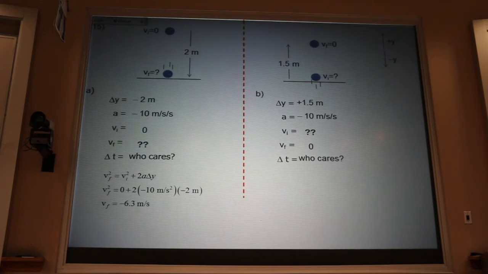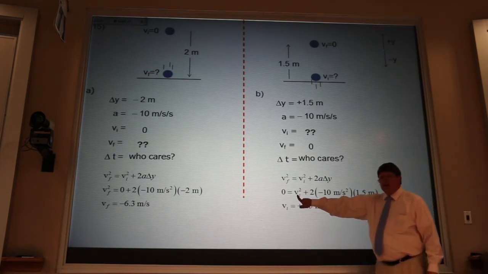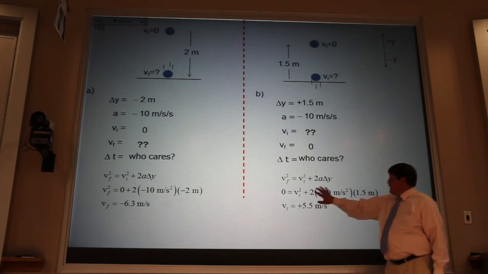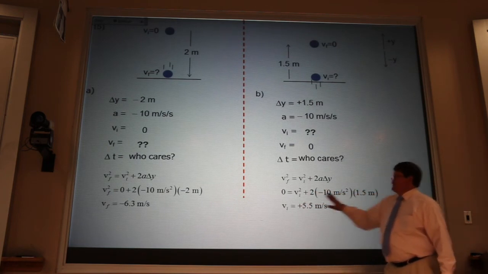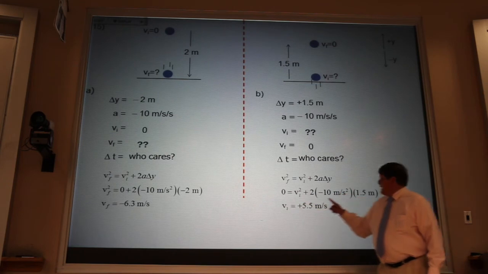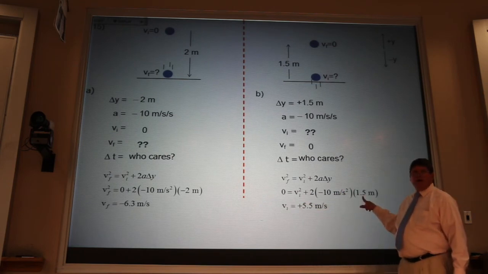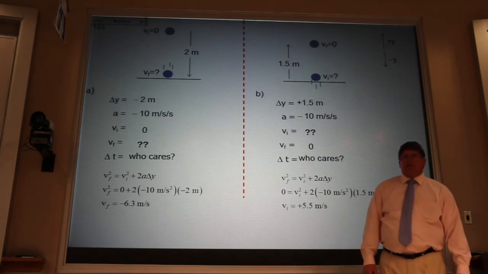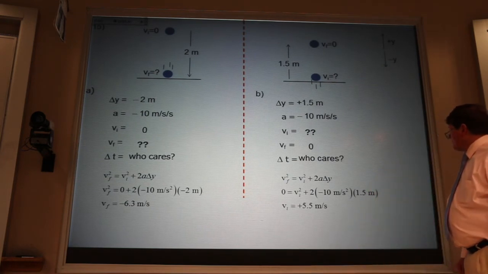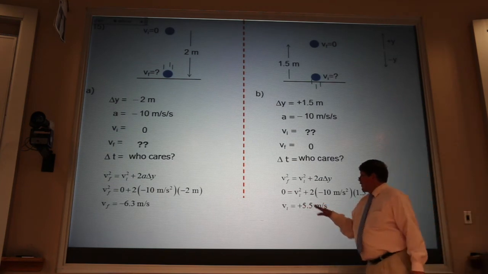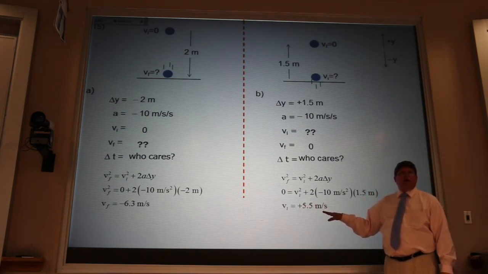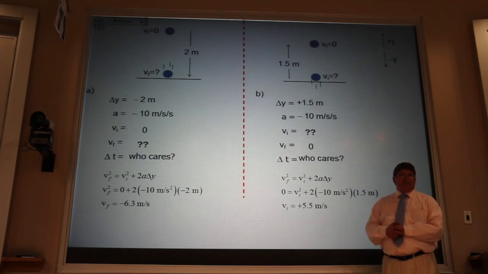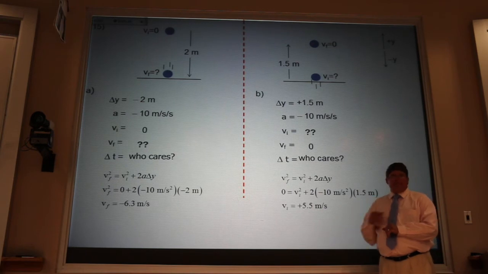I don't care about time, so I use the same equation. But now it's v initial squared that I'm looking for, so I have to bring this stuff to the other side of the equation. If I didn't have one of these negative and one positive, again, I'd be taking the square root of a negative number, and that would be a problem. Now here, the answers are a plus 5.5 meters per second or a minus 5.5 meters per second. Since it's traveling up, I chose the positive.